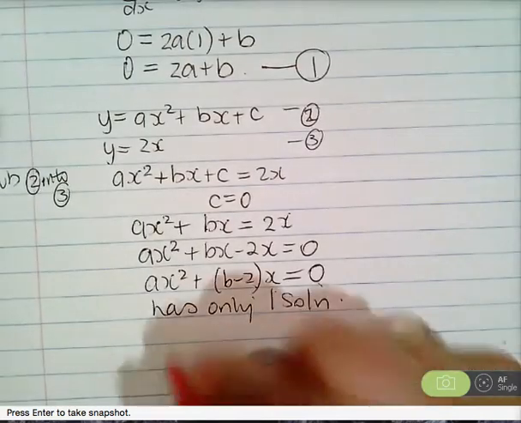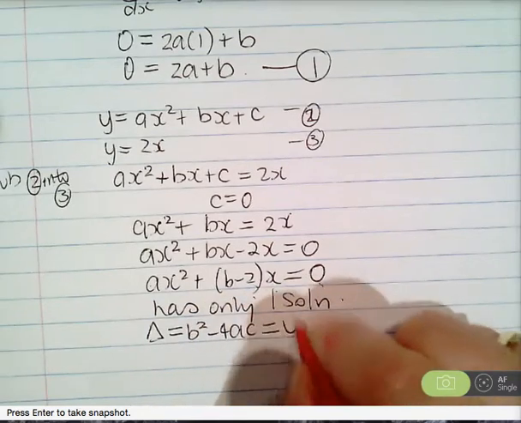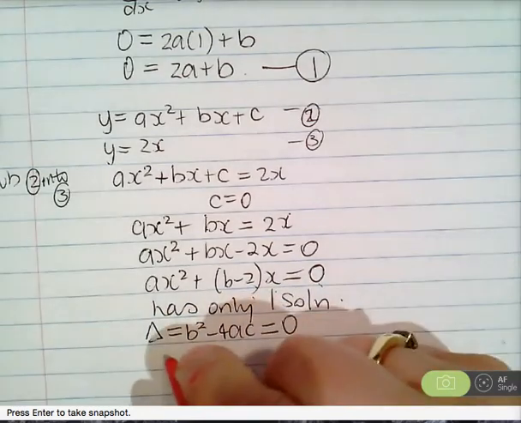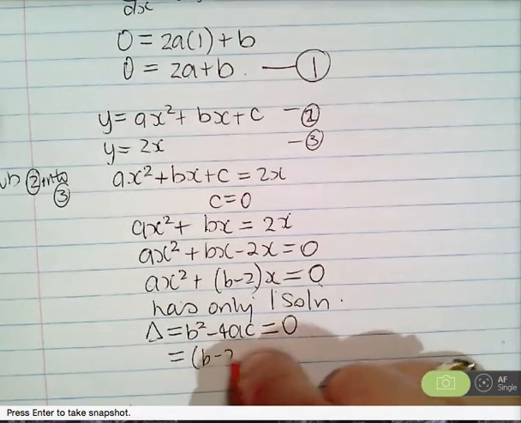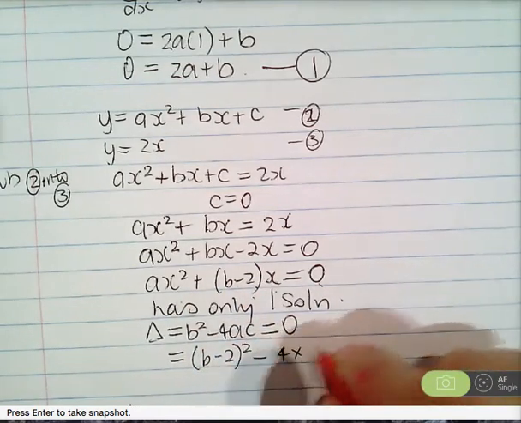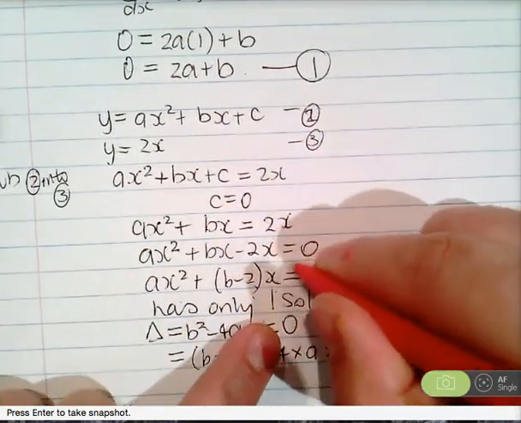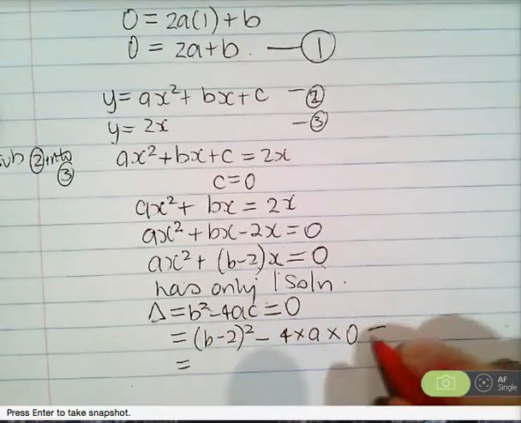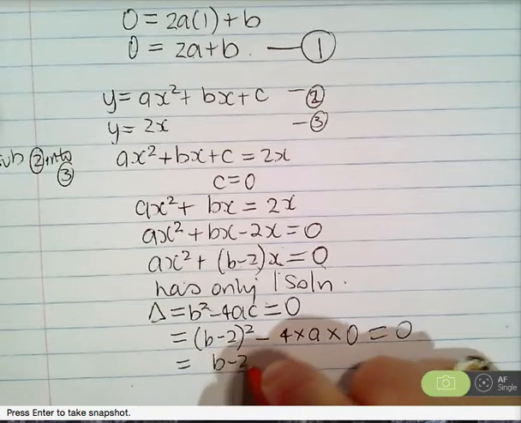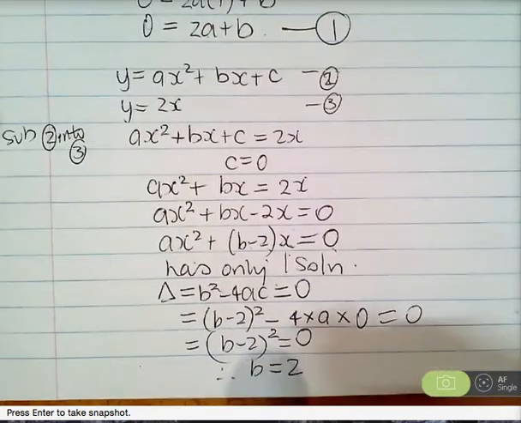So if we look back at quadratic equation theory, the discriminant, which is b squared minus 4ac, will equal 0 when you've only got one solution. So I'm going to work out the discriminant for this equation here. Now b squared is (b minus 2) squared, minus 4 times a times c, but c we know is 0 because the constant is 0. So the discriminant is (b minus 2) squared, and that equals 0. So therefore we get that b is 2.